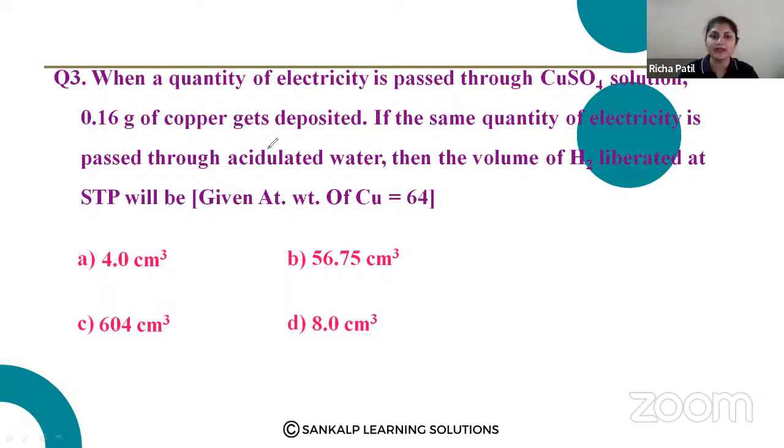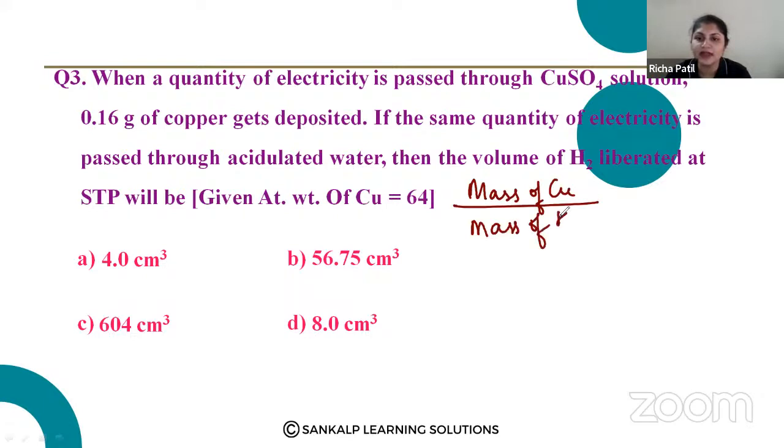Yes, what will be the answer? How will we solve it? This is based on the second law. So you have to see first what is mass. W1 upon W2 is equal to E1 upon E2. So mass of copper divided by mass of H2. First it has been passed to copper sulfate solution, then acidulated water. So mass of copper upon mass of H2 equals equivalent mass of copper upon equivalent mass of hydrogen.